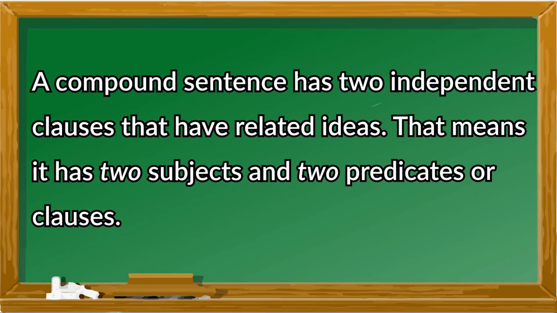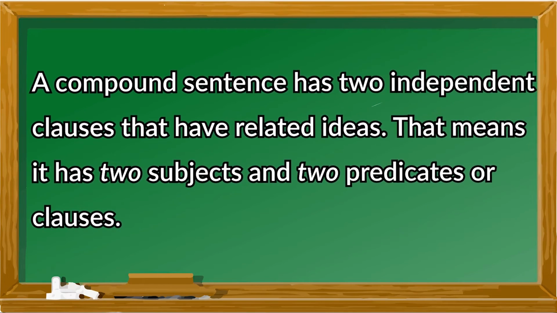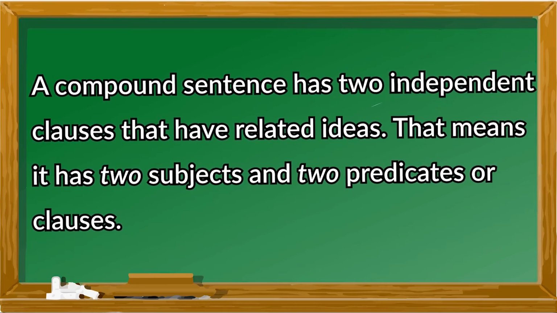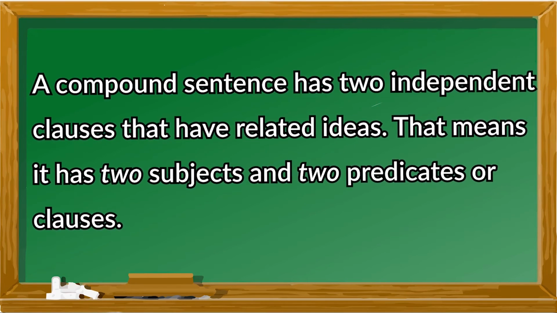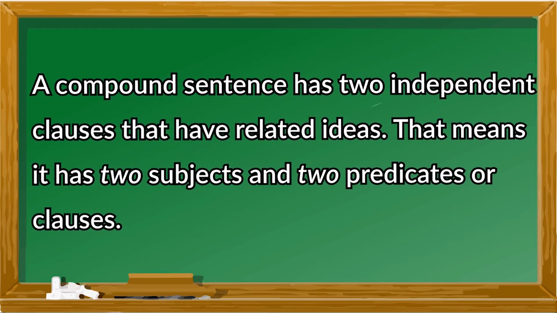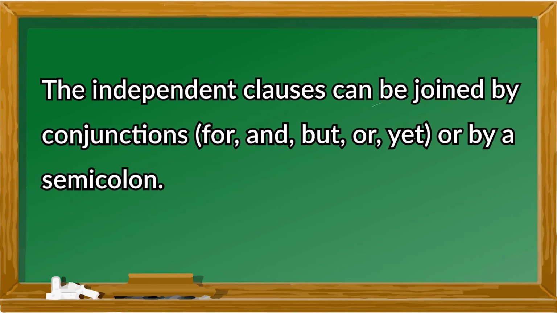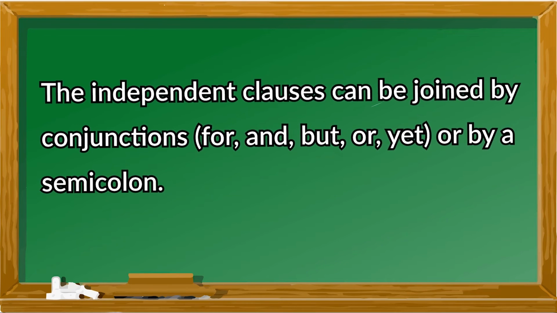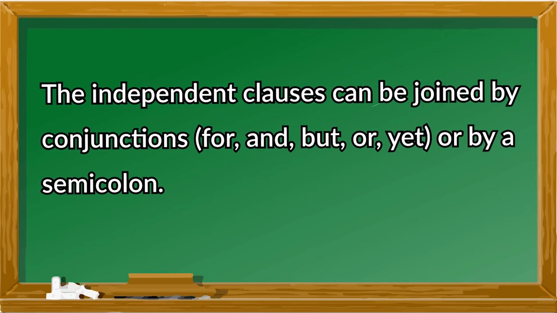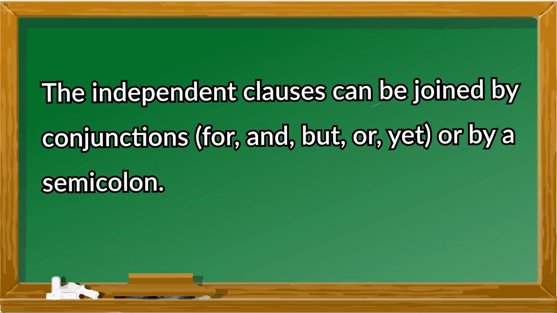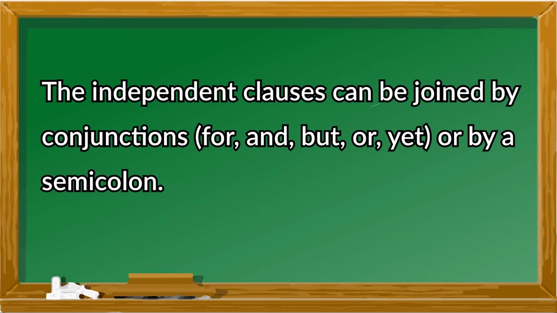A compound sentence has two independent clauses that have related ideas. That means it has two subjects and two predicates or clauses. The independent clauses can be joined by conjunctions for, and, but, or, yet, or by a semicolon.